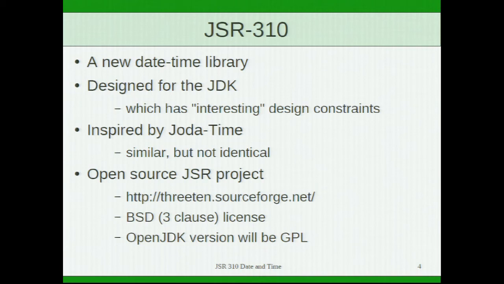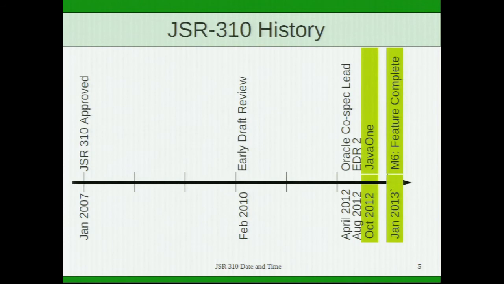310 is an open JSR project. Whilst there's been much openness and transparency in the JCP recently, JSR 310 has been doing it that way all along. There's BSD licensed code, an open mailing list, and it's on GitHub, easy to deal with, basically. So here's a little timeline of how things have gone along.